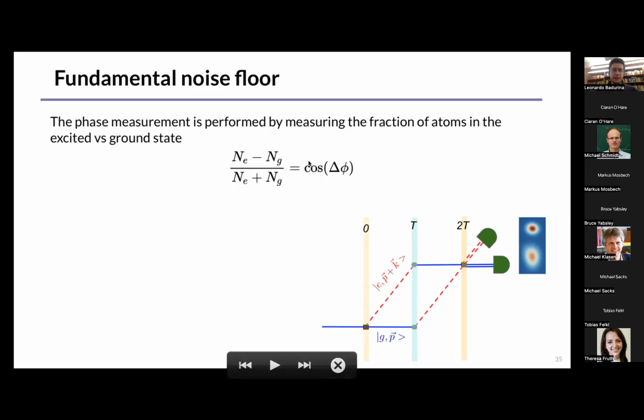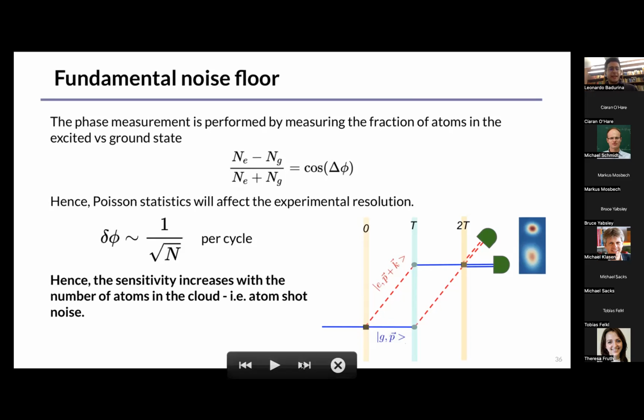Now, since this cosine here will be proportional to atom number, cosine of delta phi, and therefore delta phi itself will be affected by Poisson statistics. So if one is able to suppress all other backgrounds, then ultimately the fundamental noise floor that one will get to is governed by so-called atom shot noise. And this means that if I had, for example, N atoms in my cloud, then the resolution per cycle, so per time I perform this experiment, will go like 1/√N. So since we want to make the noise as small as possible, the more atoms I have, the better.